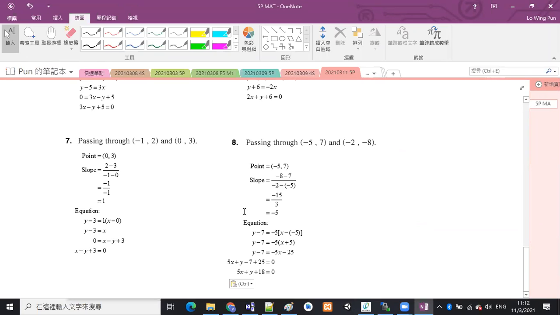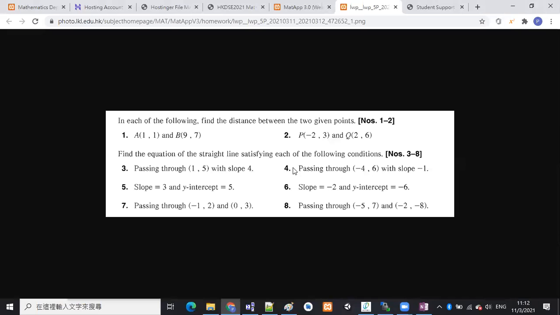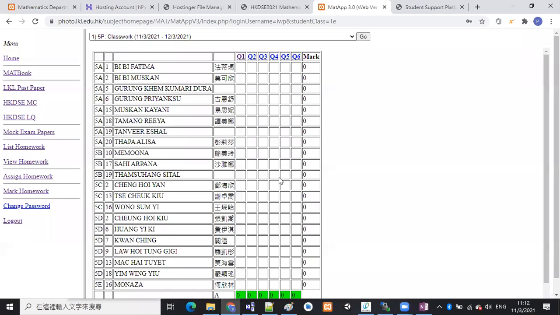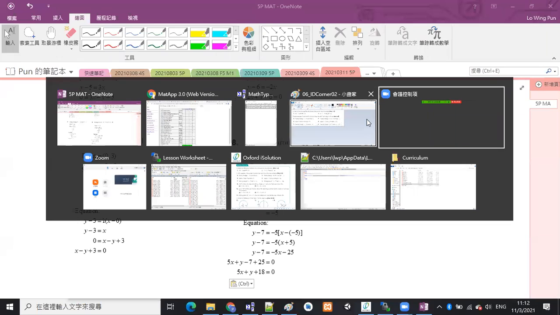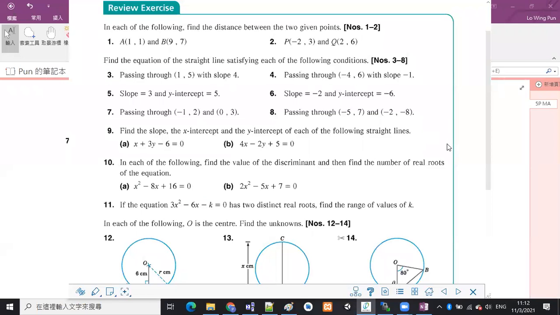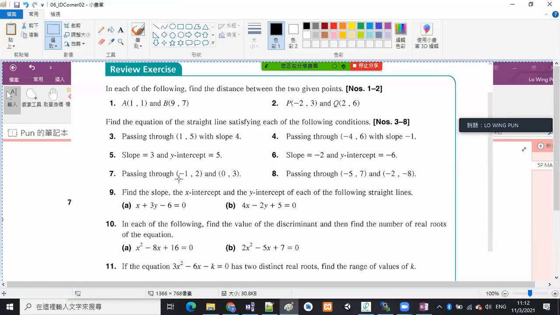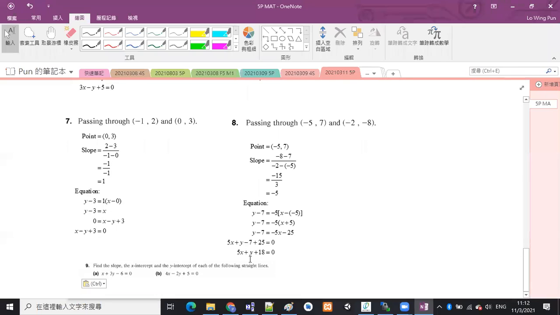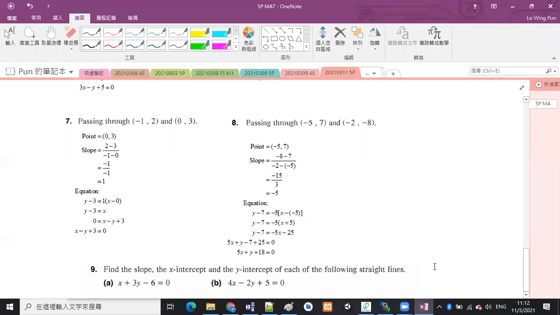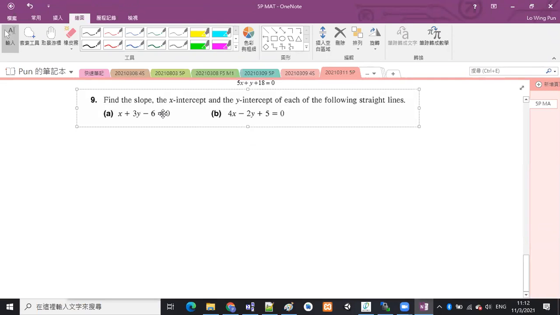Number 9. This time, if we know the equation of straight line, it is given that the equation of straight line is like this, and the question asks you to find the slope, the x-intercept, and the y-intercept of each of the following straight lines.